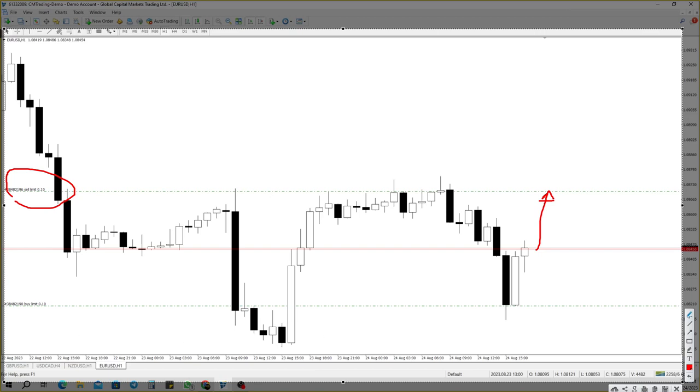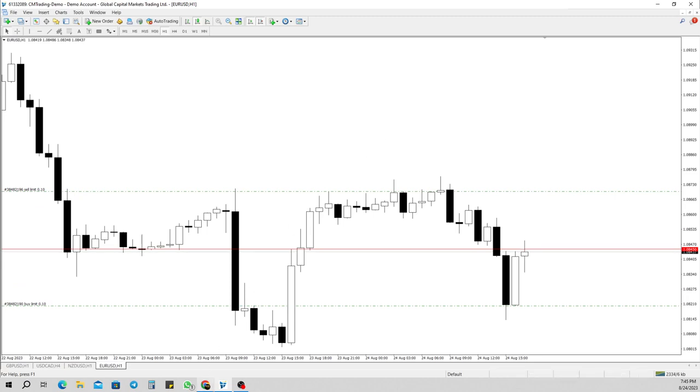So this is the difference between buy limit and sell limit. Buy limit would be below the current price, and sell limit would be above the current price. So that's how you can use limit orders.